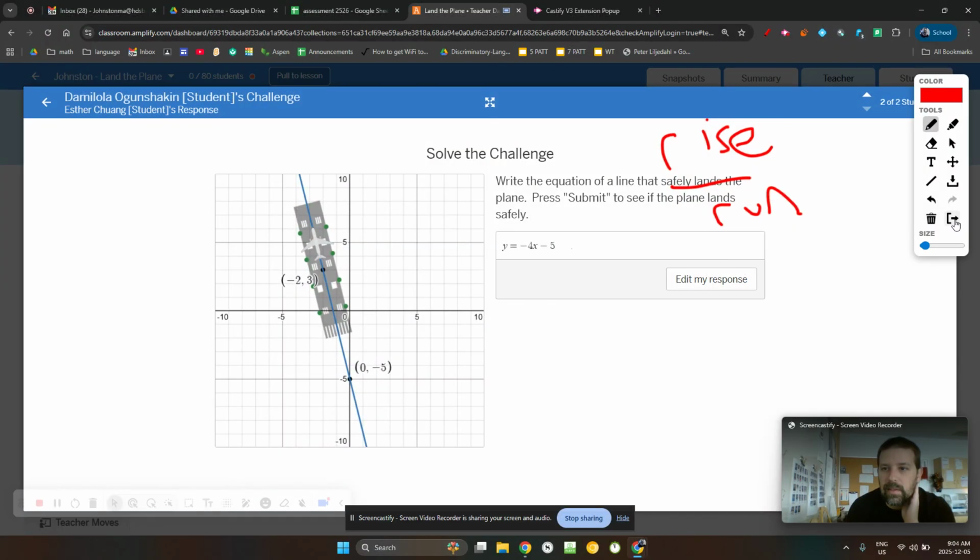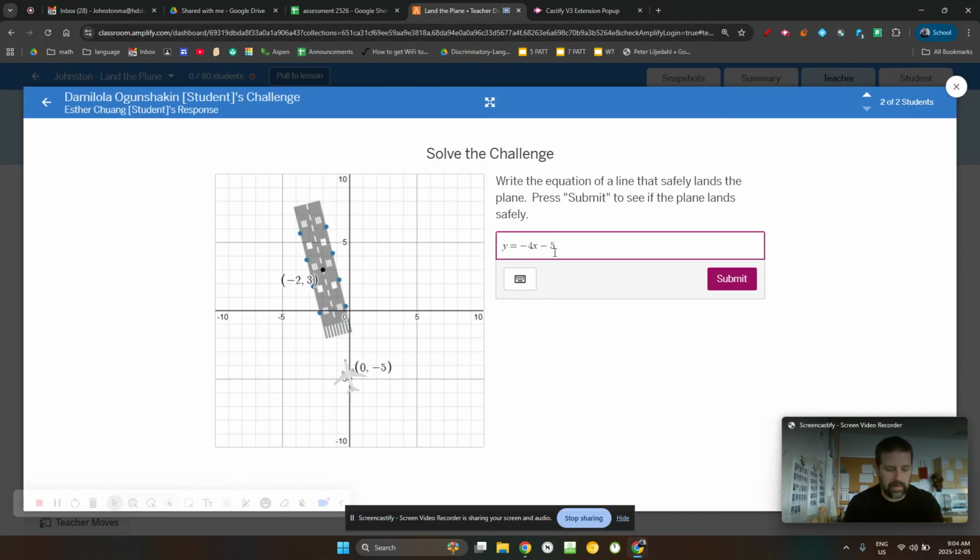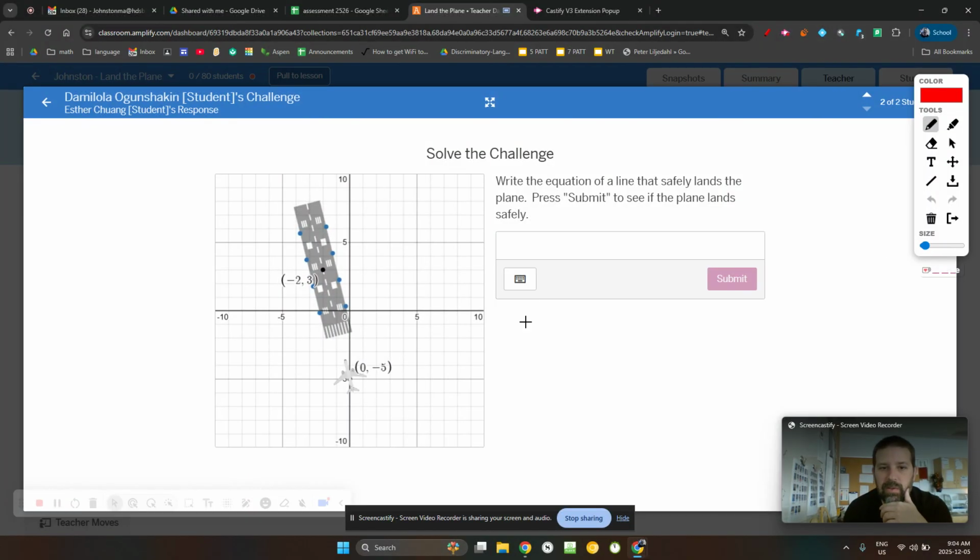So let's erase this for a sec so that we don't have the answer, and let's take a look again. We do have 2 points given to us, so why not just use those 2 points? From here, it's at (0, -5). And here, it's (-2, 3).